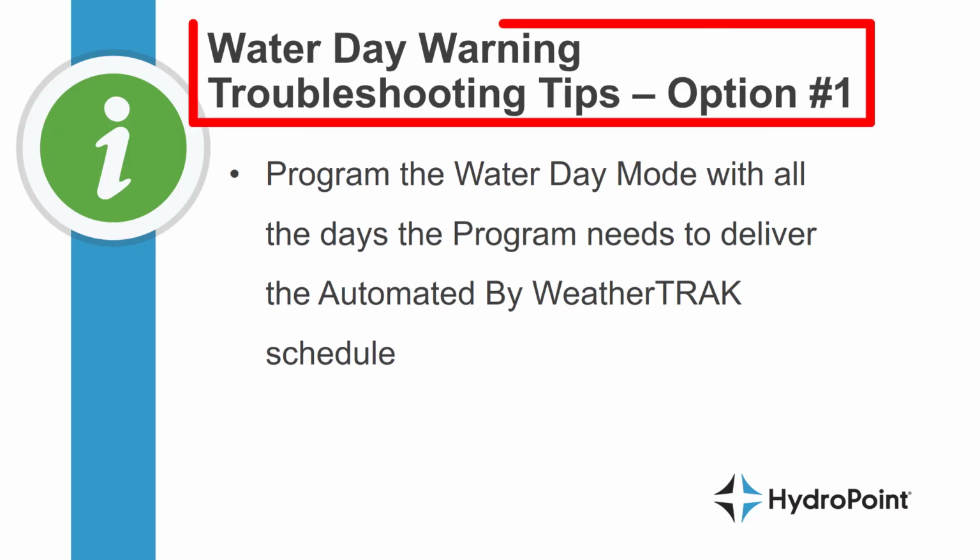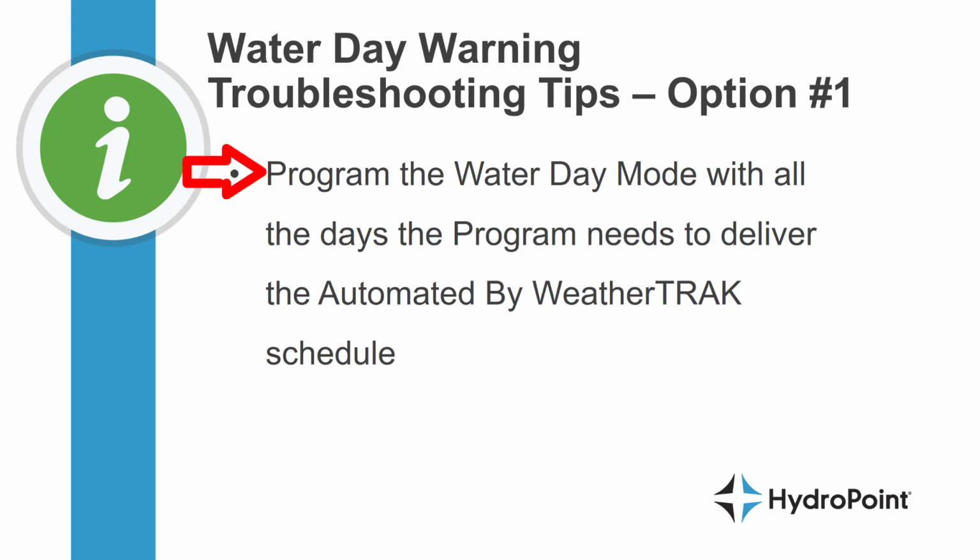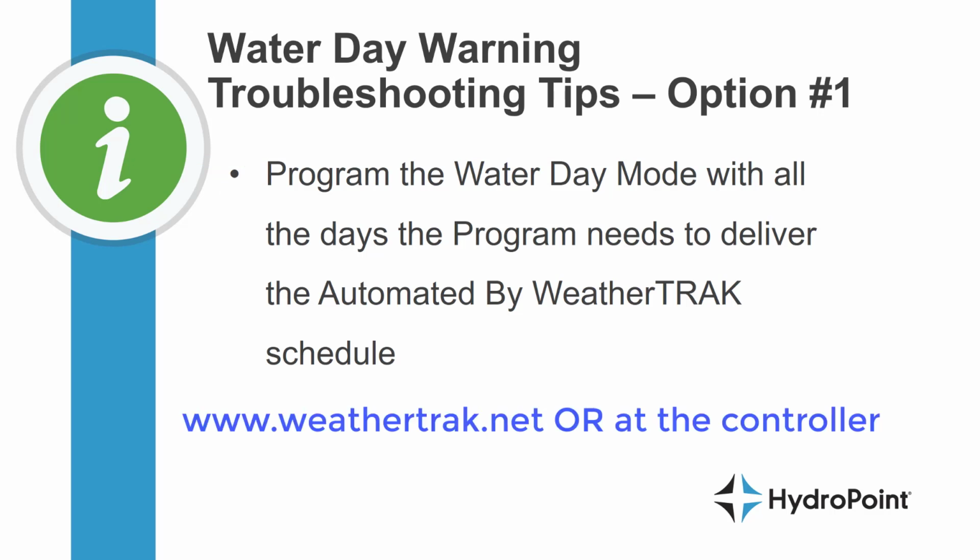So if you're troubleshooting your water day warnings, the first option is to expand the number of available water days to match the irrigation demand. And when the controller can fit the schedule it wants into the time that it has, the water day warning will resolve itself. And you can do that at either weathertrack.net or standing in front of the controller.